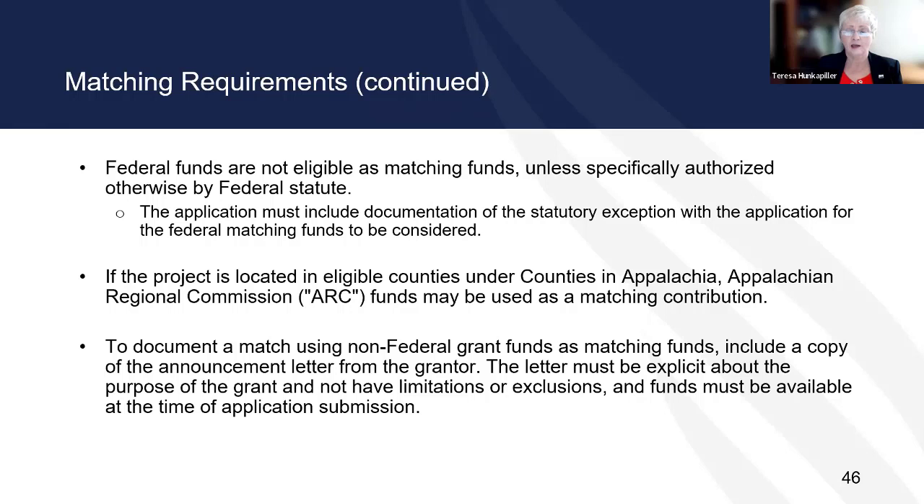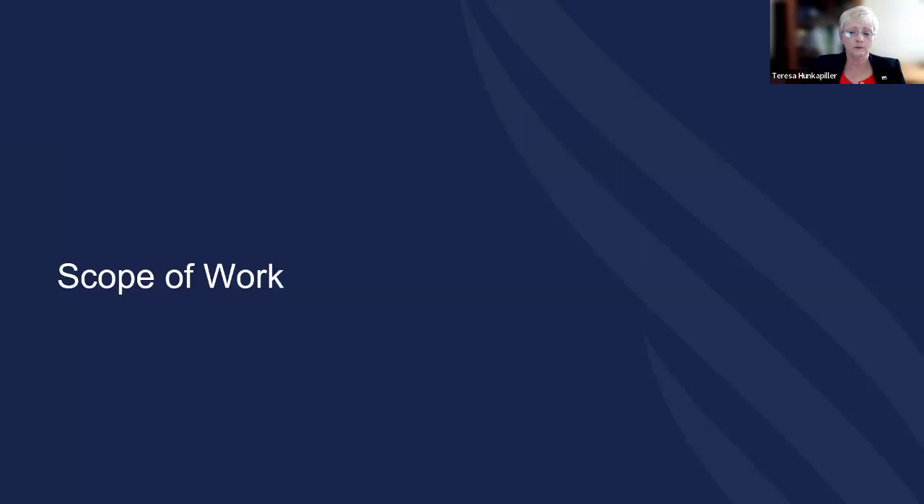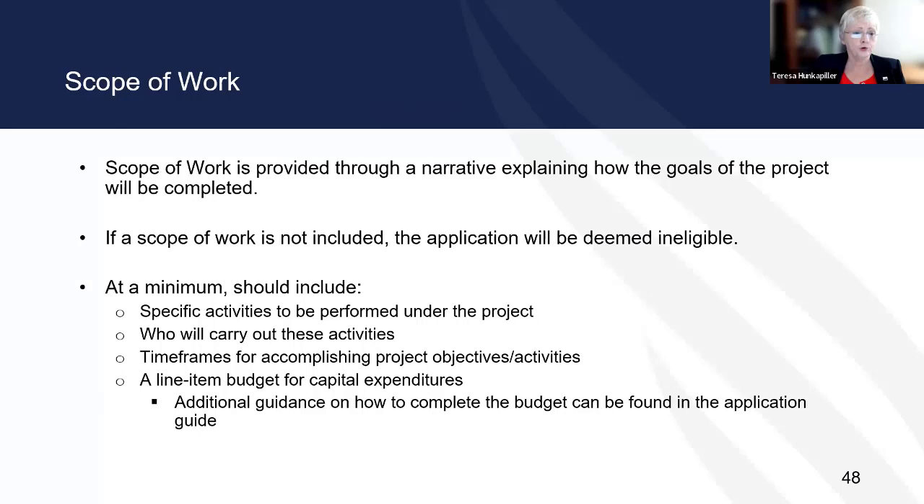And now we're going to get into the scope of work. The scope of work is basically that. It's you telling us exactly what you're going to do in order to make this project be successful. All the steps. Who's going to carry them out? What are the time frames? What are the objectives and what are the activities? You're going to go by the budget and you're going to tell us what everything on the budget does and why it is needed and how it applies to this project.